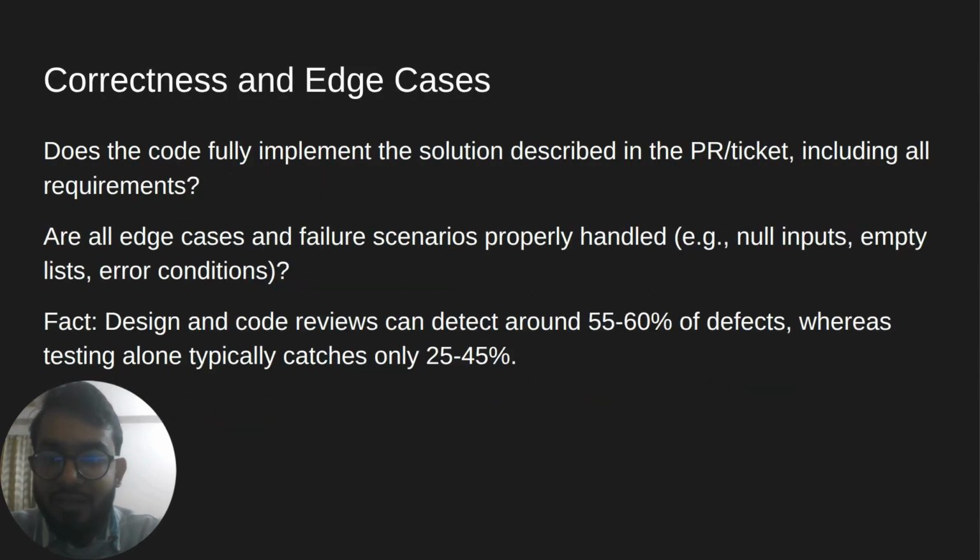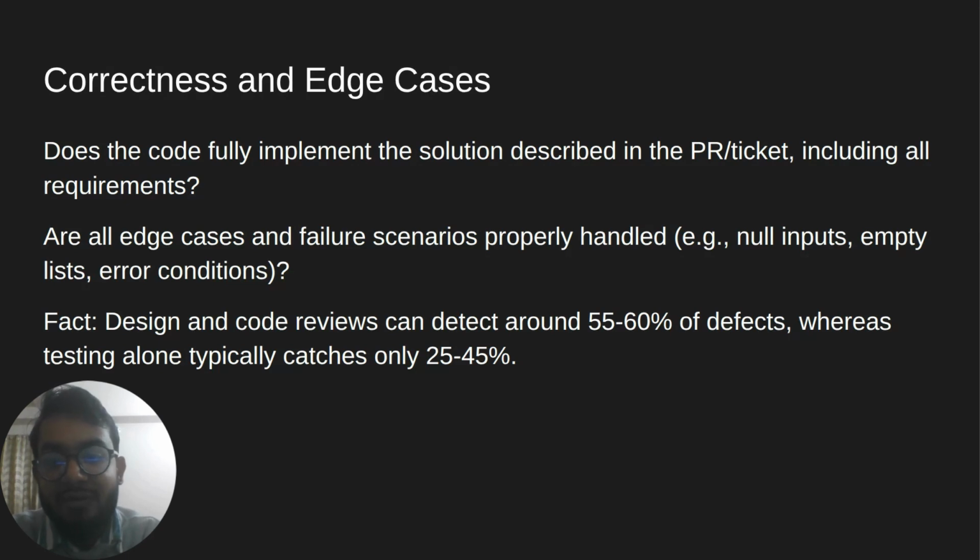Well, the second checklist would be correctness and edge cases. If you always think only about the happy path, then after deploying the changes to production, something might break, and then you realize, oh, this is the edge case, I just forgot. As a reviewer, to prevent this, you need to think of those edge cases. Does the code fully implement the solution described in the PR, including all the requirements, or do the changes miss something? So you need to think about it, right?